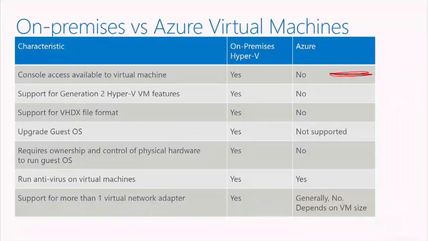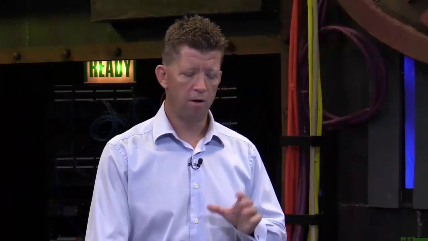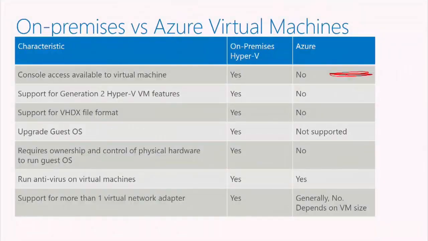The second point here, very important point, only Generation 1 virtual machines. If you're creating a virtual machine on Hyper-V, it has to be a Generation 1 or it cannot migrate to Azure. If you require a Generation 2 virtual machine, Hyper-V is going to be your solution. Azure does not support the VHDX file format. Now that comes as a shock to a lot of people, but it's no big deal. You can run a simple PowerShell command and you can convert any VHDX to VHD and stick it in Azure. So the file format is not an issue.